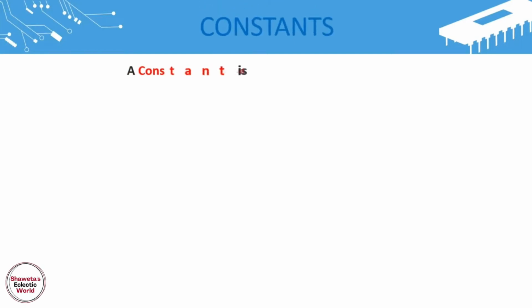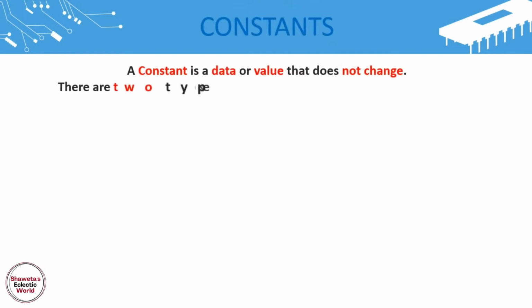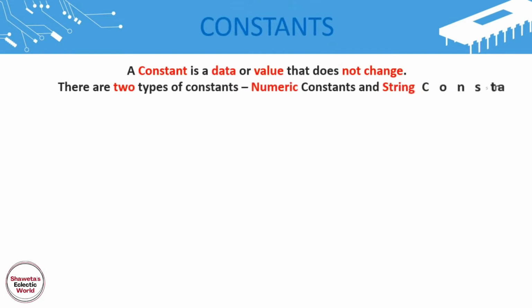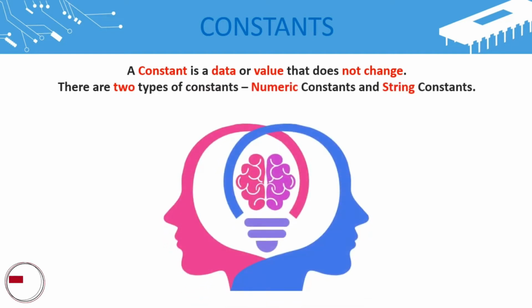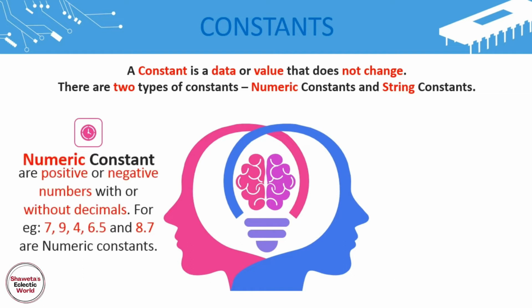The third one is constants. A constant is a data or value that does not change. There are two types of constants: numeric constants and string constants. Let's discuss numeric constants first. Numeric constants are positive or negative numbers with or without decimals. For example, 7, 9, 4, 6.5 and 8.7 are all numeric constants.